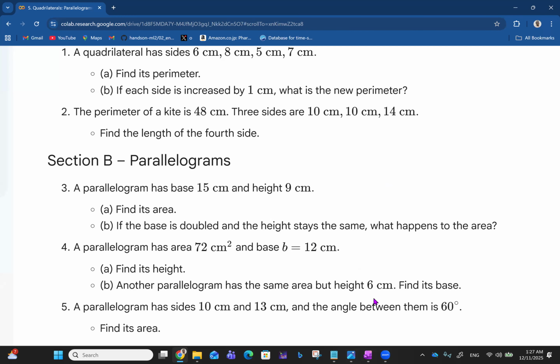Another parallelogram has the same area, but the height is 6. Find its base. That's 72 over 6, which is 12 again.